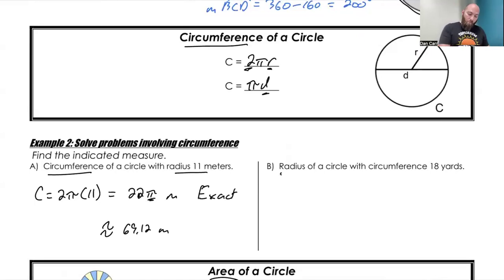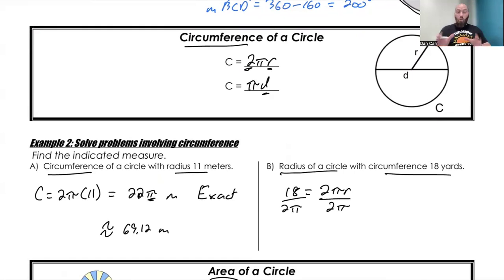The other thing we can do is work backwards. We want to find the radius if we're given a circumference. So the circumference is 18, and that equals 2 pi r. I'm going to divide by 2 pi on both sides. When you do this, make sure you're very careful. It needs to look like this when you divide it out. So in my calculator, it's going to be 18 over 2 pi as a fraction. So that radius comes out to about 2.86 yards.